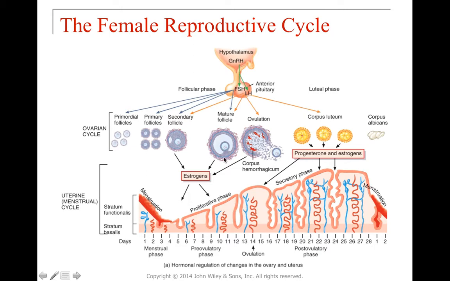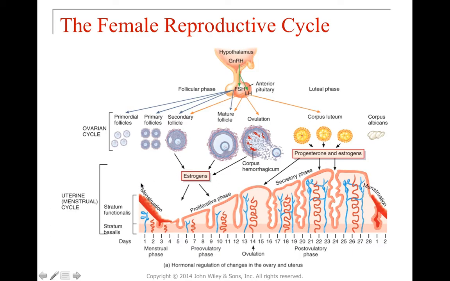All right, so the estrogens that are secreted here by the secondary follicle and the mature follicle during and up through the ovulation event are going to increase the proliferation of that stratum functionalis there in the endometrium. Okay, so the stratum basalis, again, is going to stay the same for most of it, but the stratum functionalis is what's going to rise up, become very blood-filled, become a very nice thick bed, and then slough off during menstruation.